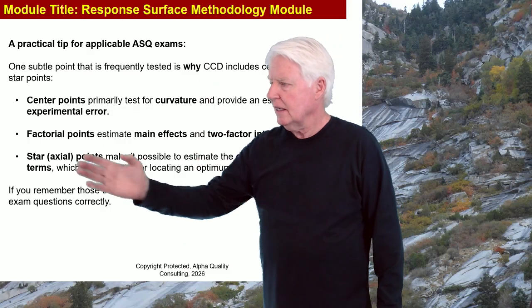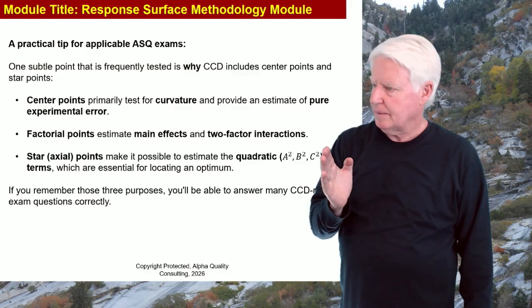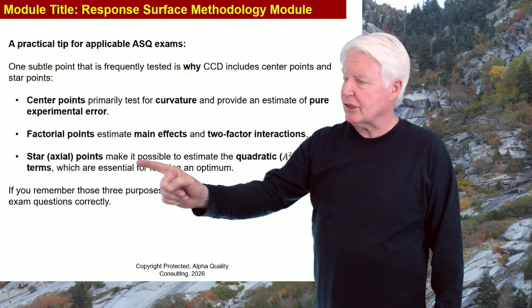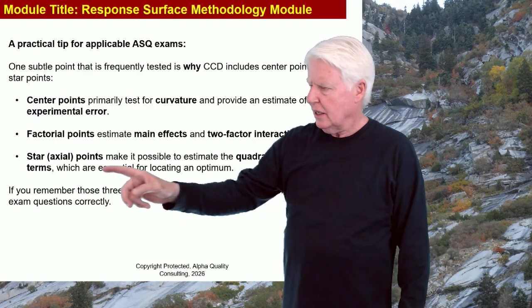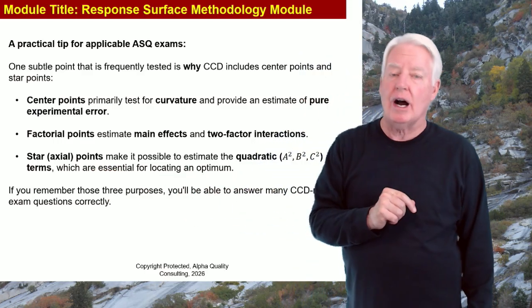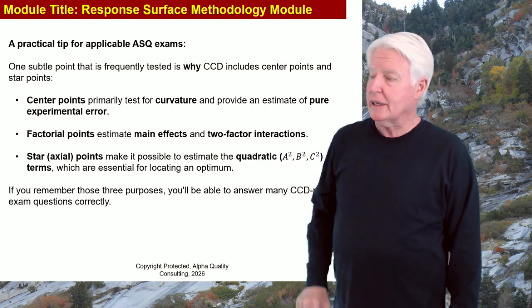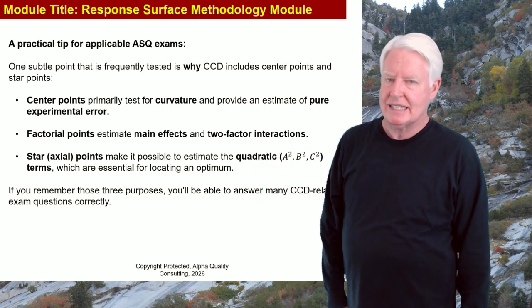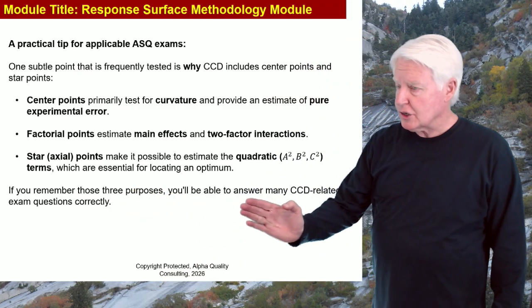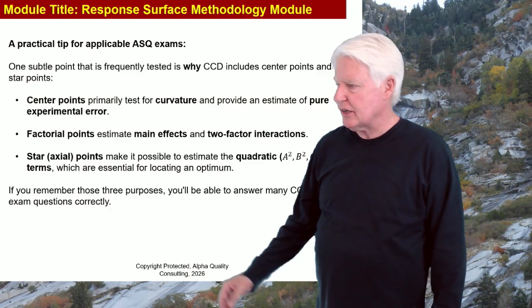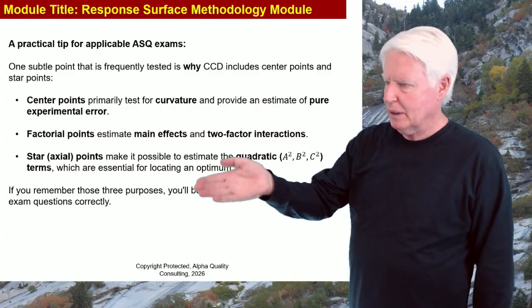Specifically, though, CCD. Factorial points estimate main effects and 2-factor interactions. Okay, and the star or axial points make it possible to estimate the quadratic a squared, b squared, c squared, etc. terms, which are essential for locating an optimum. Remember, these take into account the curvature. So if you have those 3 things down, you're going to get most of the CCD questions correct, if not all of them. If you remember these 3 purposes, you'll be able to answer any CCD-related exam question correctly. I hate to say all, but it's going to help you a lot, is my point.